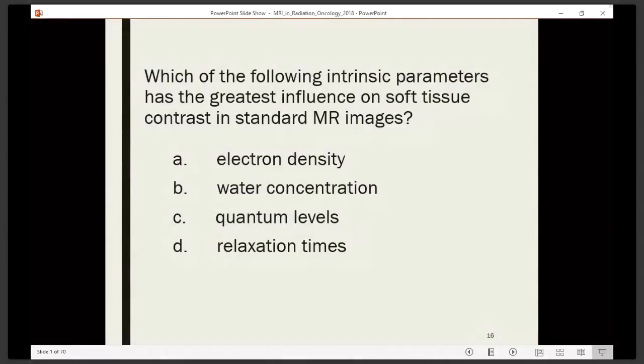So anyway, I want to see if you understand some of these basic concepts we just talked about. Which of the following intrinsic parameters has the greatest influence on soft tissue contrast in standard MR images? Is it electron density, water concentration, quantum levels, or relaxation times?